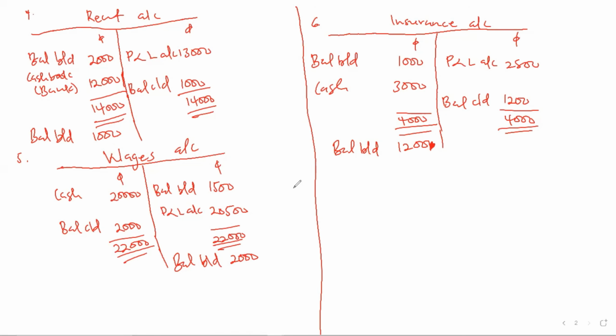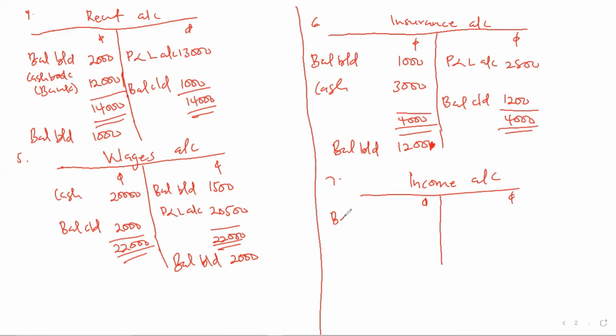Then we move to accrued income because we have balances on accrued income. This one is an income, not an expense. So we open an income account. With an income account, we have accrued income. And I said accrued income is an asset, and all assets have a debit balance.